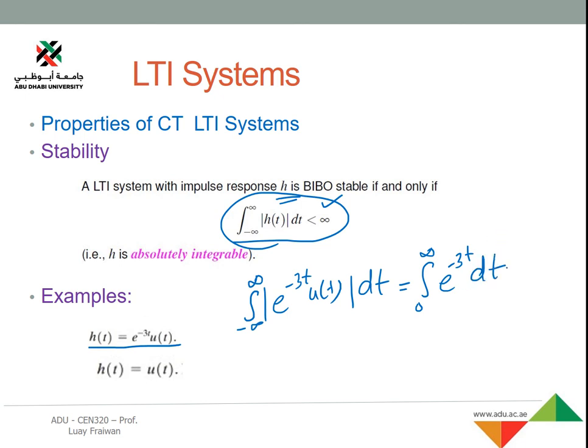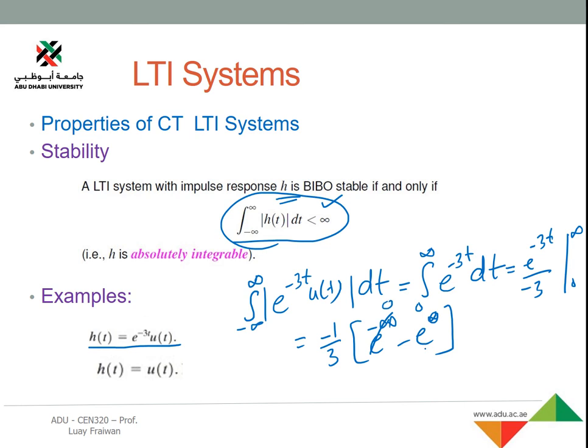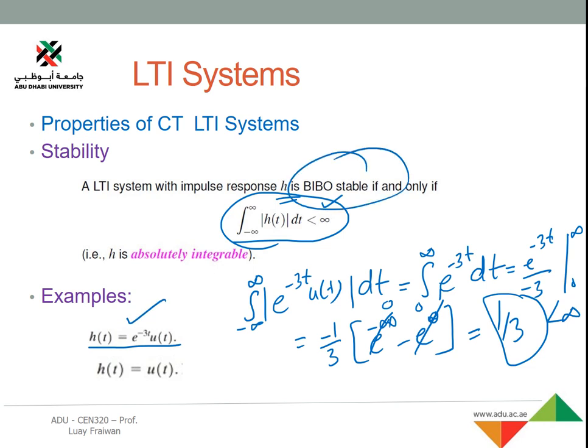So if you just integrate, it will be e to the power minus 3t divided by minus 3, from 0 to infinity, or minus 1 over 3 times e to the power minus infinity minus e to the power 0. So e to the power minus infinity will be 0, e to the power 0 will be 1, so the result is 1 over 3. So this magnitude value is less than infinity, so this impulse response is BIBO stable, okay.